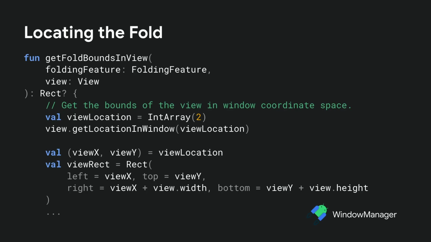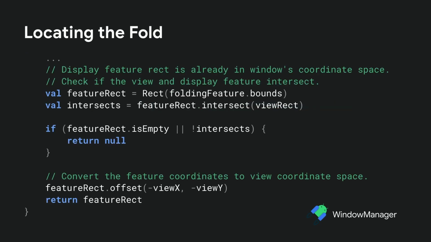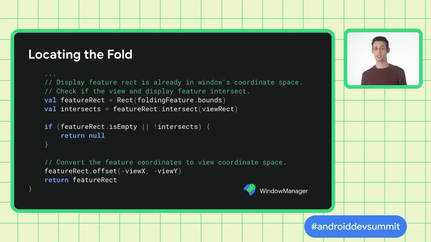First, we need the location of the content view in our window, which is given by getLocationInWindow. We'll create a rect using those coordinates, as well as the width and height. So now we have the bounds of the view in the window's coordinate space. Folding feature provides the bounds of the fold, and that's already in the window's coordinate space, so we can just check whether the two regions intersect. If they do, we convert the feature bounds to the coordinate space of the view and return it. By the way, if you use sliding pane layout to implement a list detail layout, you'll automatically get support for the book mode.